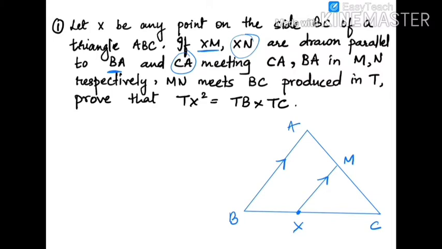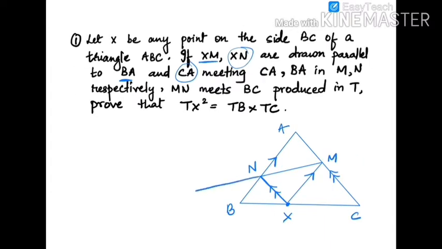So we will draw a line from X parallel to AC, cutting AB at N. MN meets BC produced in T. So we have to join MN and extend it so that it meets BC produced at T. So this will be the complete figure for this question.